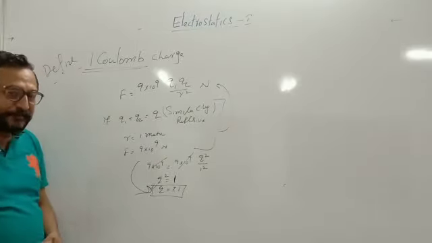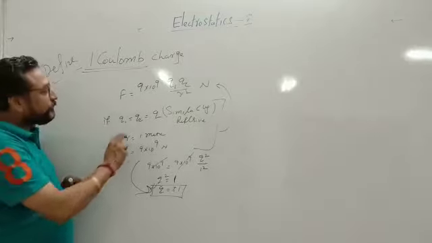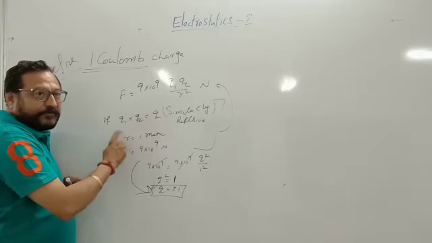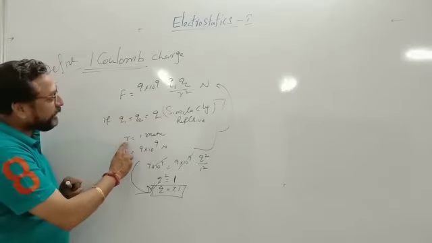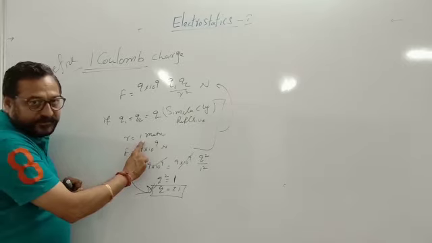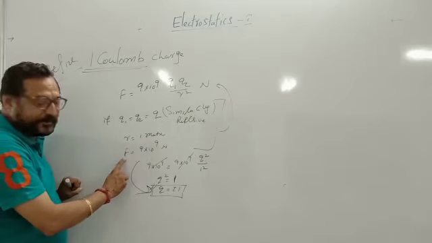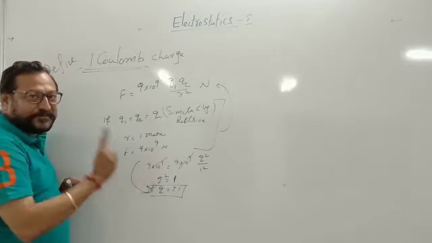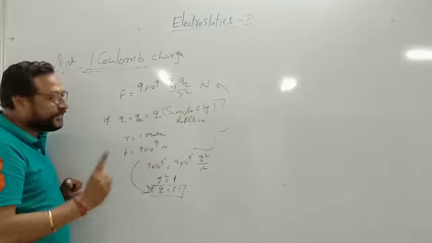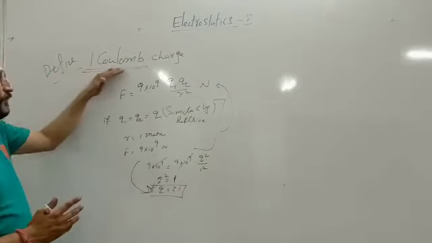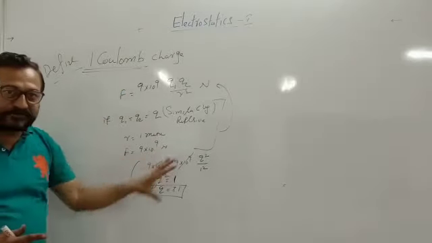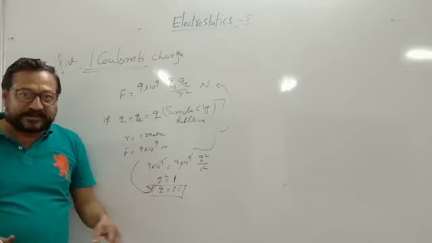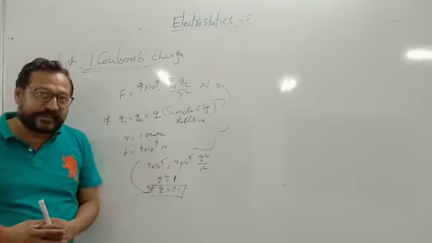I repeat again, please see. When two equal and similar charges, because they are similar, are kept at a distance of 1 meter and experience a force of repulsion of 9 into 10 to the power 9 Newton, then each charge is called 1 Coulomb charge. This is the definition of 1 Coulomb charge, and we define on behalf of this one. Another part related to that topic we will discuss in the next part. Okay, thank you.